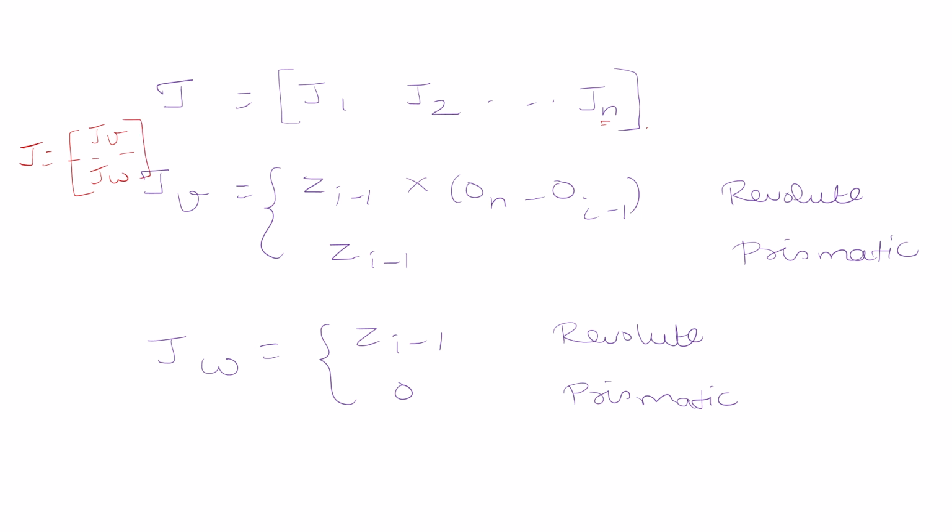You will determine the linear velocity component by using the cross product of Zi minus 1 and On minus Oi minus 1 if it is a revolute joint, and simply Zi minus 1 if it is a prismatic joint. And the angular Jacobian is Zi minus 1 if it is a revolute joint, and it is 0 for a prismatic joint.